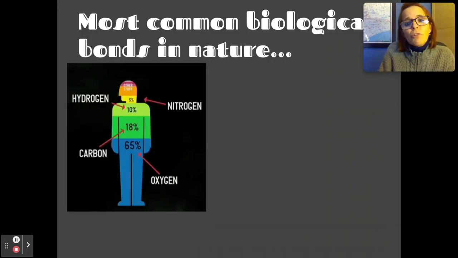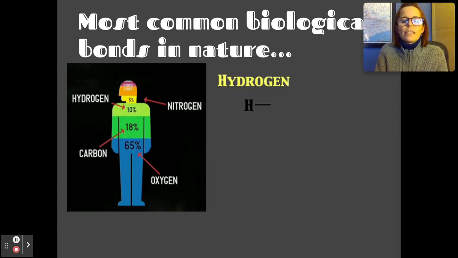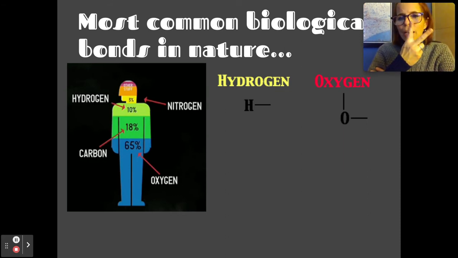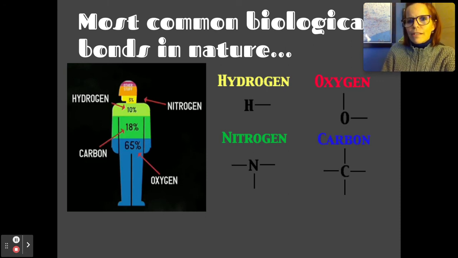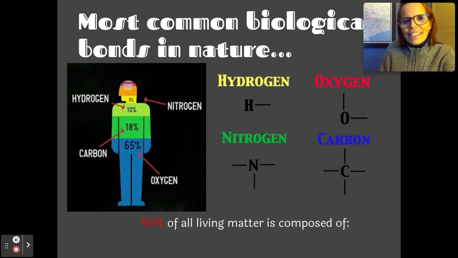All right, so let's talk about the most common biological bonds in nature. We're studying biochemistry, so we're talking about the chemistry of life. What are the most important elements? There's 4 elements that we really need to be solid on. Hydrogen makes 1 bond. That's what that single line coming out from the hydrogen is. Oxygen has 2 lines coming out from it, so it can bond with up to 2 other atoms. Nitrogen is able to bond with up to 3 elements, and carbon is able to bond with up to 4 elements. 96% of all living matter is composed of those 4 elements: hydrogen, oxygen, nitrogen, and carbon.